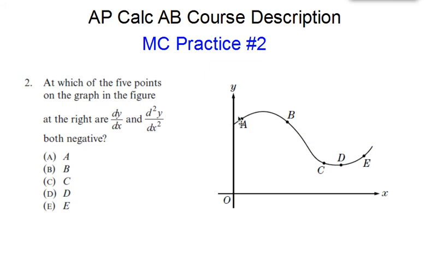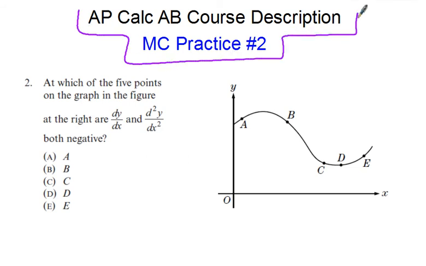Hi there. In this video, we'll continue looking at the multiple choice practice problems from the course description for AP Calculus AB. And in this problem, we're presented with a graph where 5 interesting points are labeled. And we were asked to determine at which of the 5 points on the graph are both of these quantities negative. Is it A, B, C, D, or E?